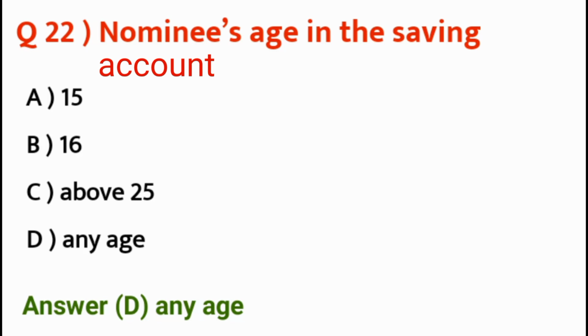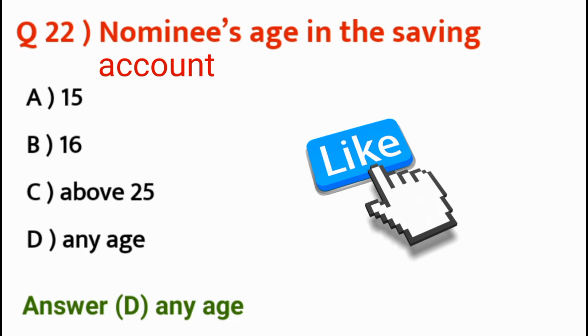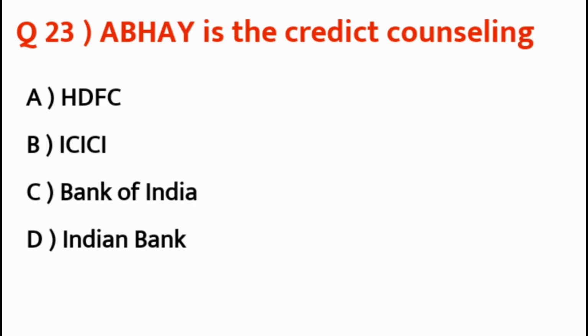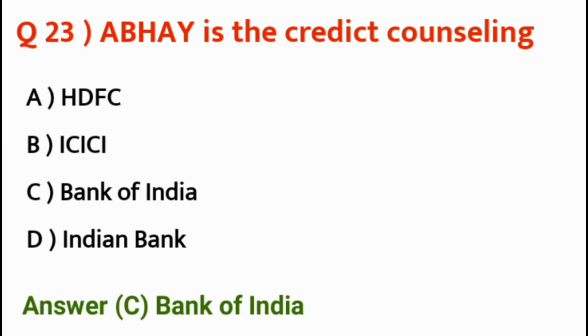Next, question number 23. Avoid is the credit counseling of: A. HDFC, B. ICICI, C. Bank of India, D. Indian Bank. And the correct option is option C, Bank of India. Avoid is the credit counseling of Bank of India.